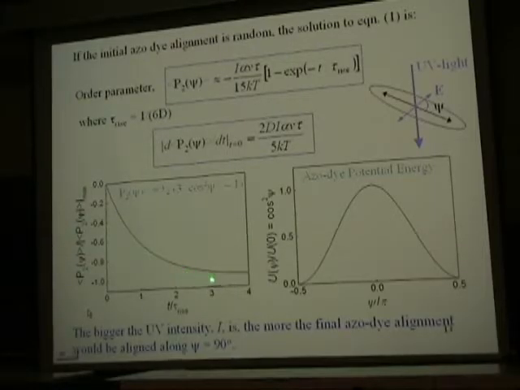Now I should go back to discuss this asymptotic behavior. So notice that this order parameter is proportional to the UV intensity. That means as soon as we turn off the UV light, all the parameters should return to 0. But this is not what we observed. We found that once you align the azo dye, they tend to hold themselves up to maintain that alignment. So we need to modify the potential in order to take this into account.